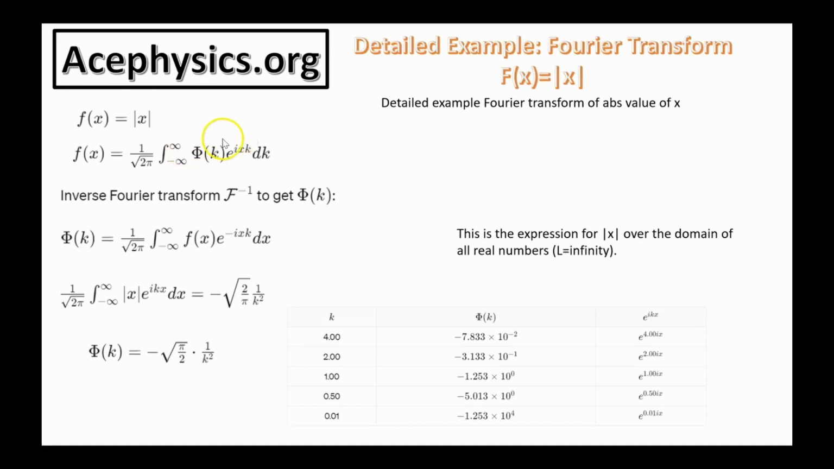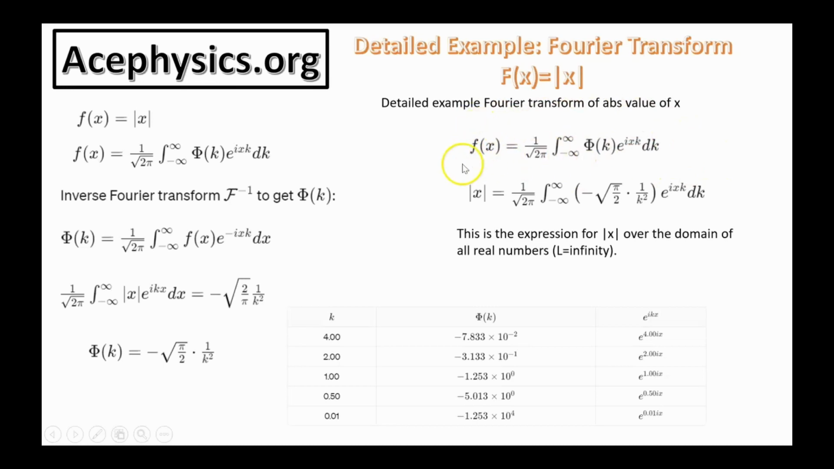In order to get phi of k, which tells you how much of each one of these complex exponentials is in the sum, I use the inverse Fourier transform. This is using the orthogonality condition, and this is the formula for the inverse Fourier transform. And when I replace f of x with the absolute value of x, I used MATLAB to help me compute this integral, and this is the end result. What we get is phi of k is minus the square root of pi over 2 times 1 over k squared. This is the Fourier transform for f of x for any function.